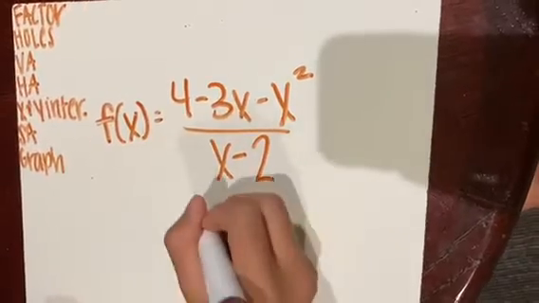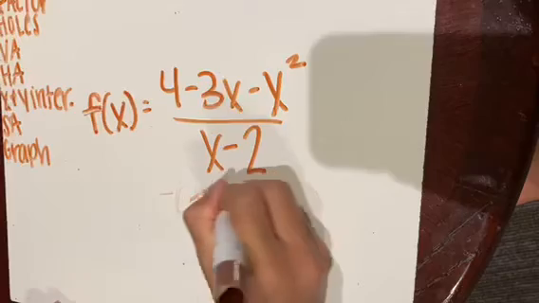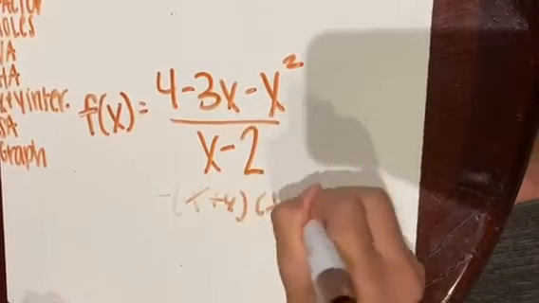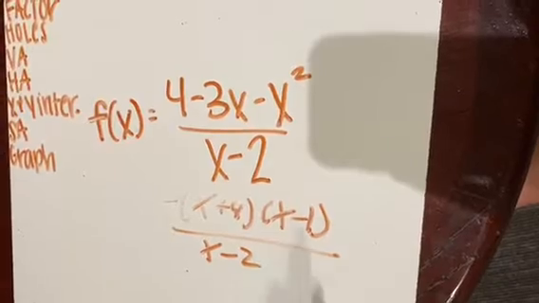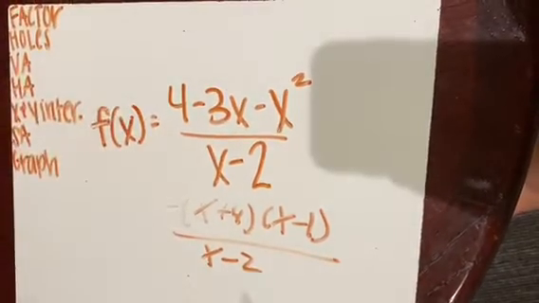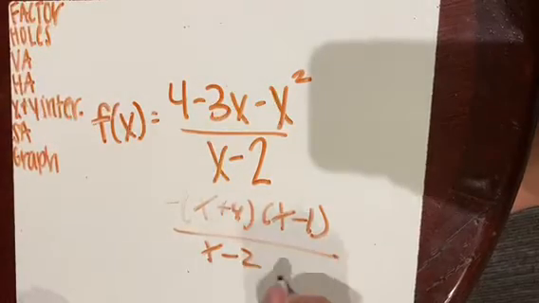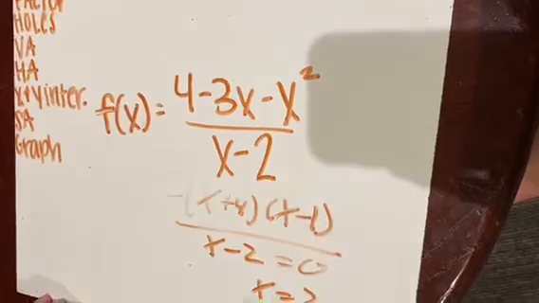So after factoring, you end up with negative x plus 4 times x minus 1 over x minus 2. Next, you look to cancel out the factors, and since you can't, you don't have any holes. Then, to find the vertical asymptote, you set the denominator equal to 0. So after moving the 2 over, you get x equals 2, and that is your vertical asymptote.